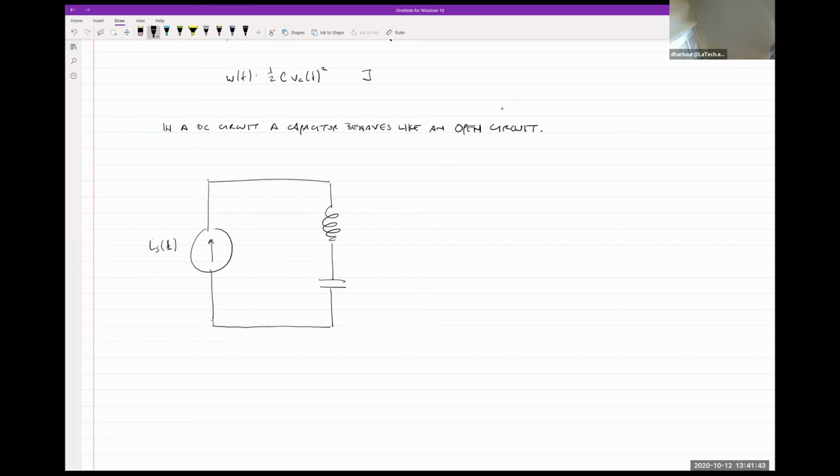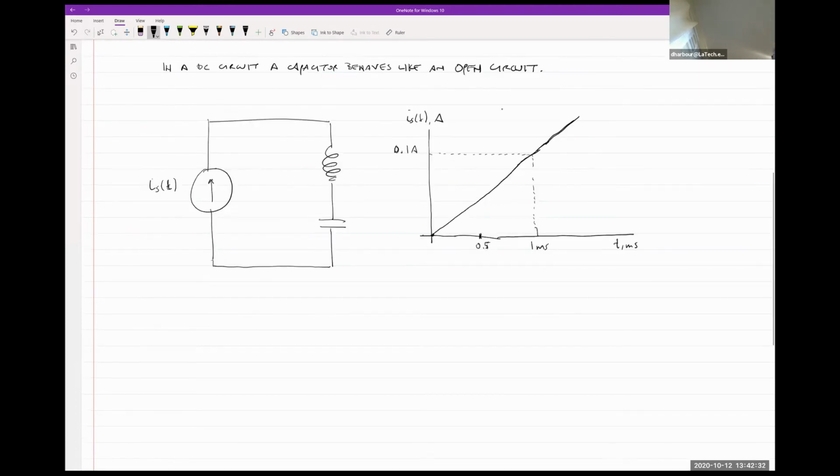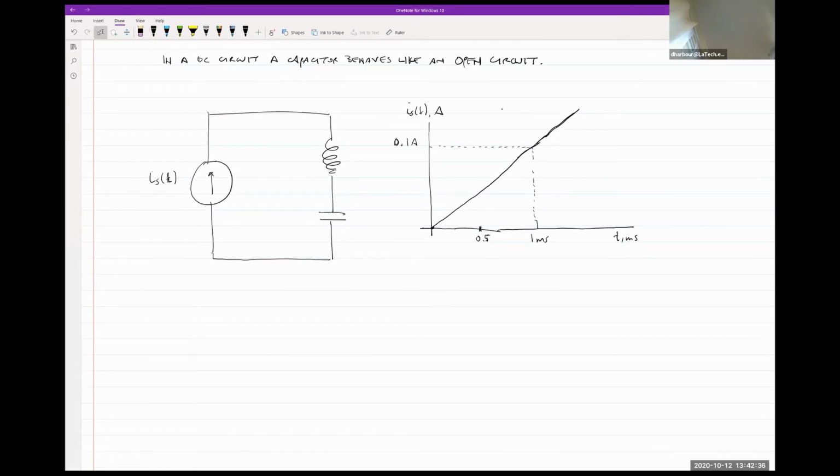There's a current that's driving this single loop, and that current is given to us in a graphical form where it just goes up continuously in a straight line, starting at 0. So y equals mx plus b, and b is 0 here. So this is is(t). It's in amps, and we're given a point here on the y-axis of 0.1 amps, and we're told that that occurs at a time of t = 1 millisecond. The time axis here is given in milliseconds, and we can tell a couple of things from that. So we'll come back to that in a minute.